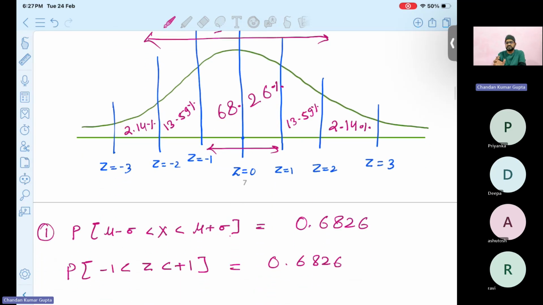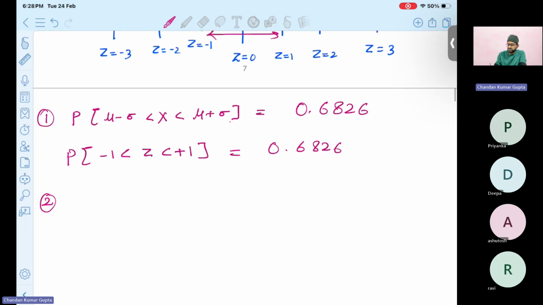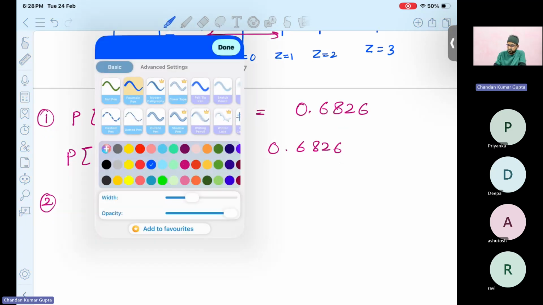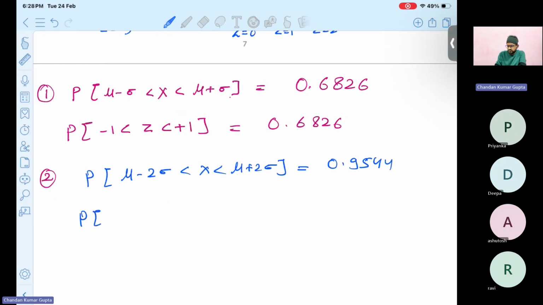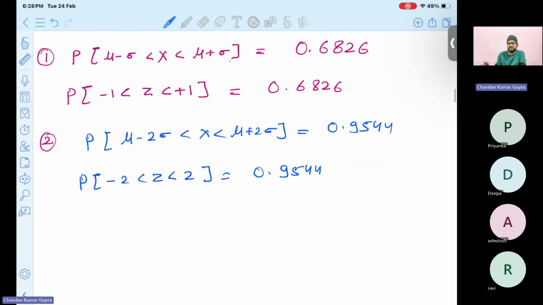Okay, so this is the fixed value for any value of mean and variance or any value of parameter. That's why it is a very important distribution in statistics and probability. So obviously we can write it like this: the probability that mu minus 2 sigma < X < mu plus 2 sigma comes out to be 0.9544. Or if you want to write it as minus 2 < Z < plus 2, it comes out to be 0.9544. Both statements have the same meaning.